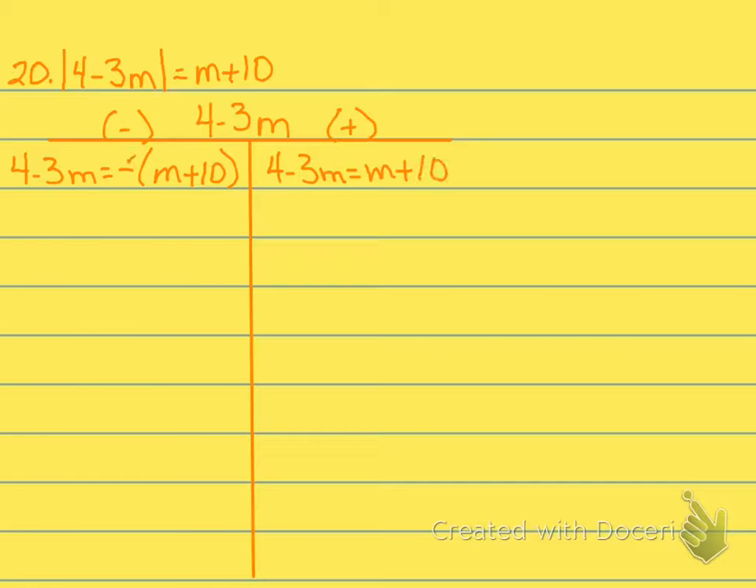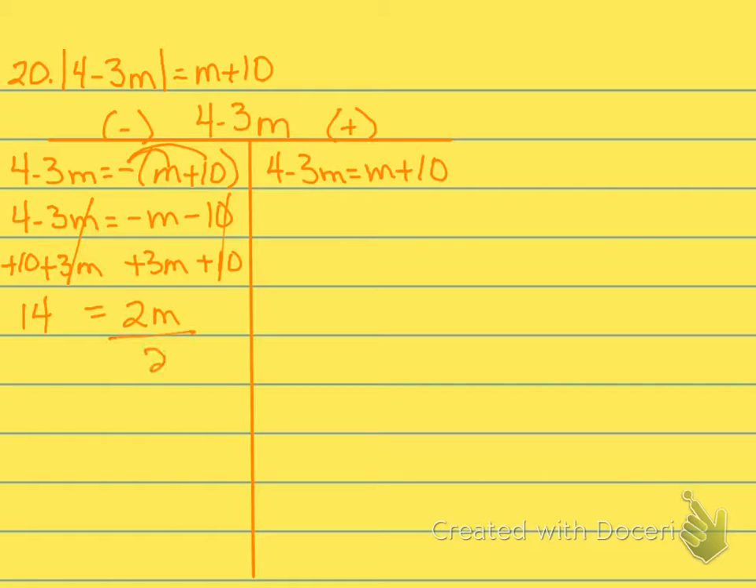Okay, so we have the absolute value of 4 minus 3m is equal to negative m plus 10. On the negative side, that's negative m minus 10. Add 3m. Add 10. I get 14 is equal to 2m. Divide by 2. m is equal to 7.